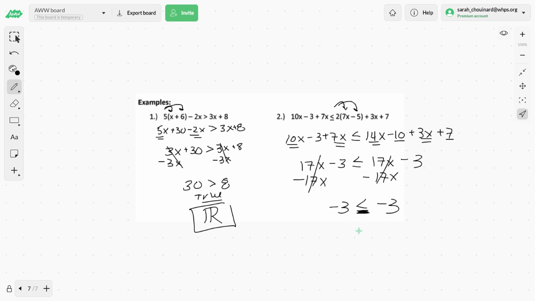Because of the equal to symbol, this is true. Negative 3 is less than or equal to negative 3. So since this is true, it's another all real numbers. If it had been negative 3 less than negative 3, that's not true because there's no equal to symbol. That would be no solutions. So this equal to made it all real numbers.